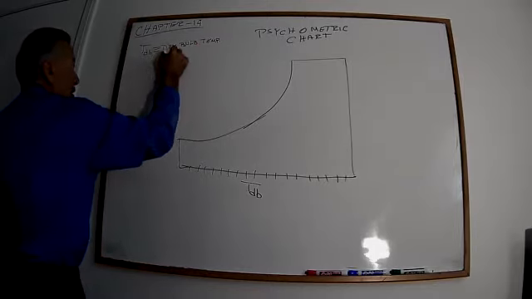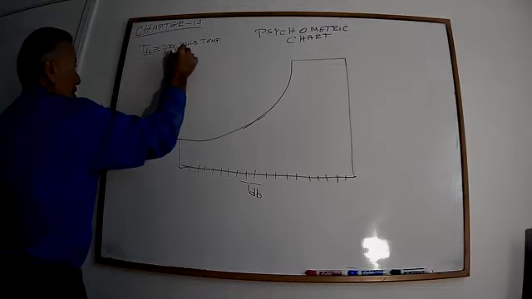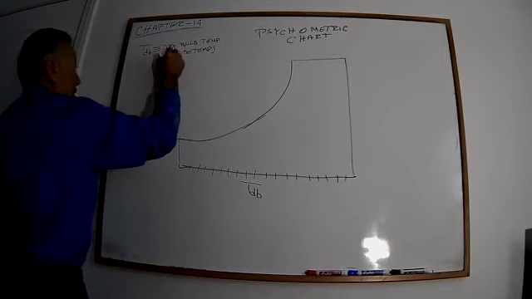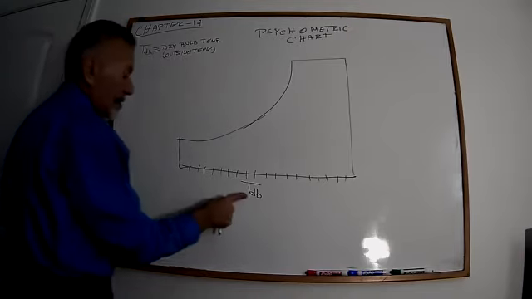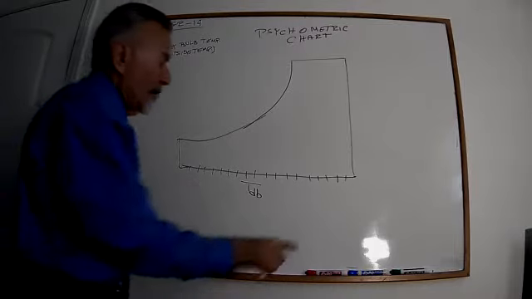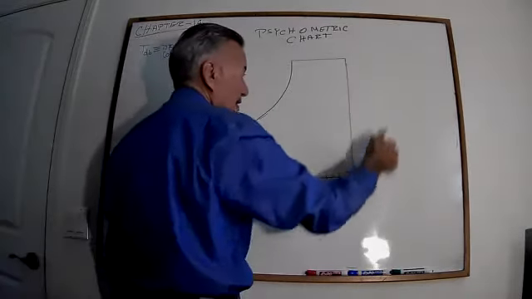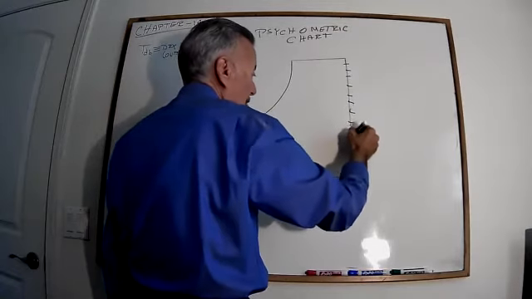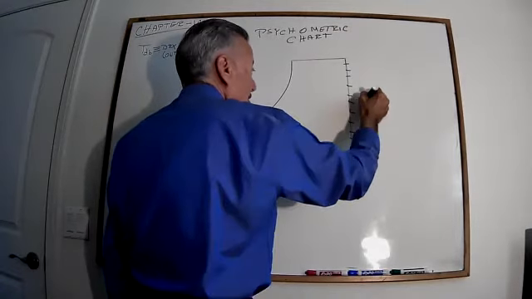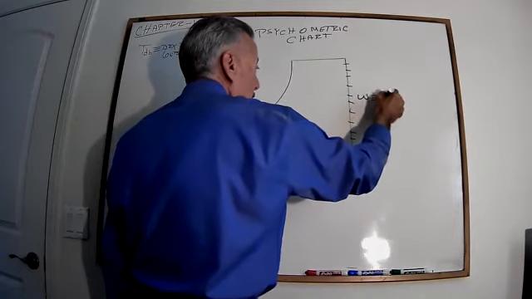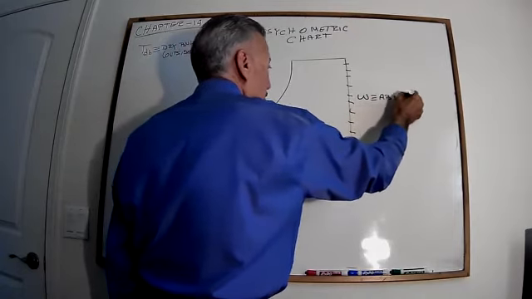Basically, this is outside temperature. We call that TDB. If you look at this axis, you see a whole bunch of numbers. This represents omega, the absolute humidity.